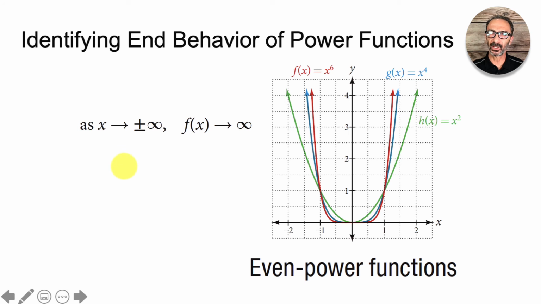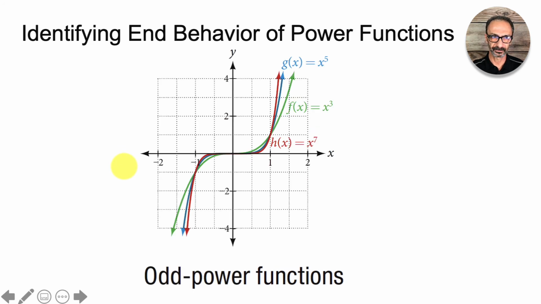Now let's look at odd power functions. On the negative side, instead of going up, it stays negative. That's why it is graphed this way. It's not a parabola anymore, because negative stays negative on the left side, because you're multiplying negative by itself an odd number of times. Same idea about 1 and -1.